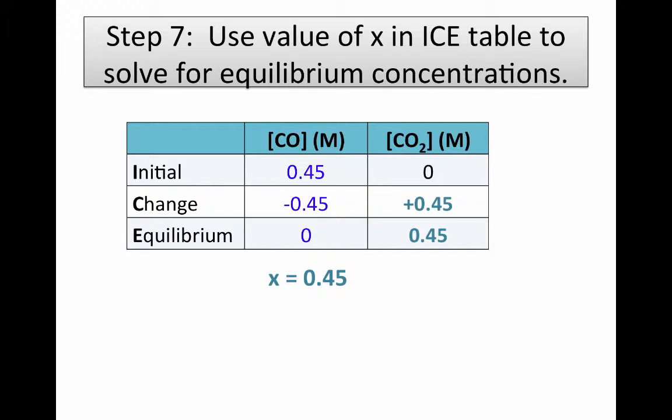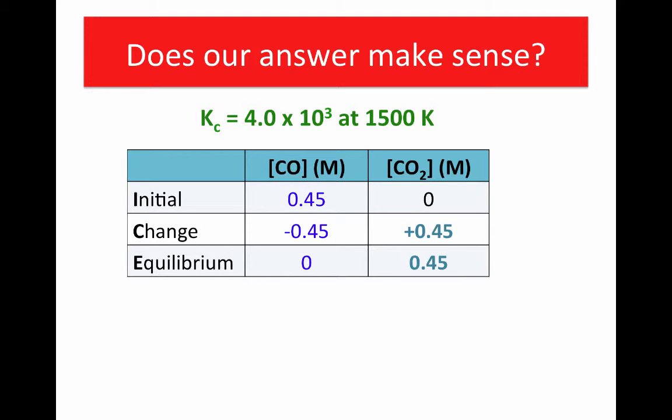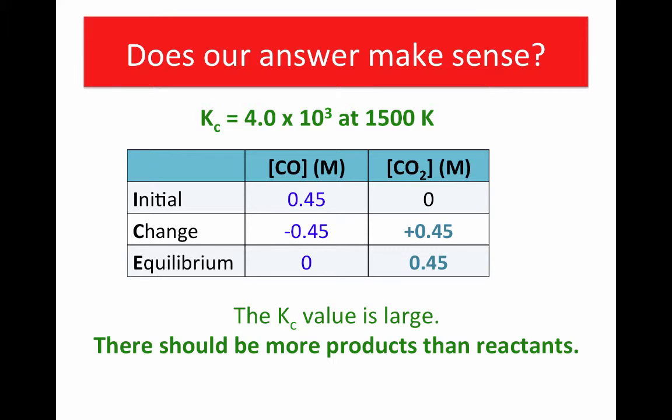So that is a really easy example of how to work these problems. And I say it's really easy because we only had to do very simple algebra solving for x. So let's think about our answer and whether or not it makes sense. So our equilibrium constant for this chemical reaction was 4.0 times 10 to the third. That's a pretty large value. And when we see a large value for the equilibrium constant, we normally think of a reaction that favors products. So we should have more products than reactants at equilibrium. And in fact, when we look at our equilibrium concentrations, we see that there's considerably more products than reactants. So our answer does make sense.